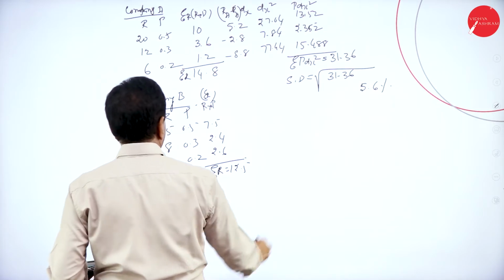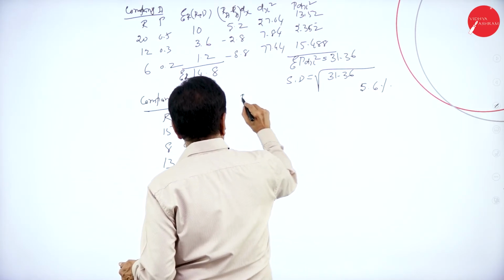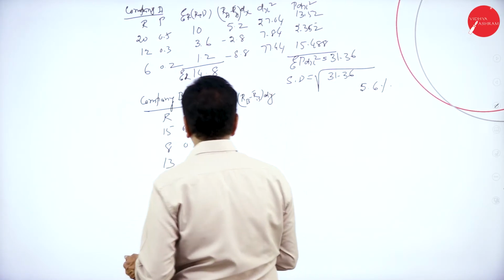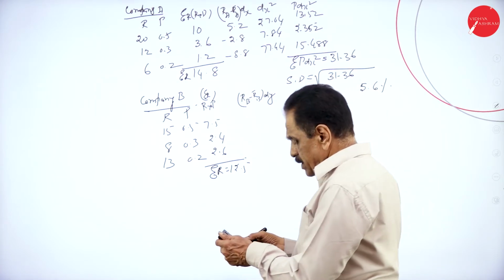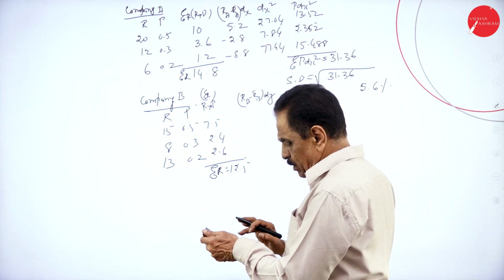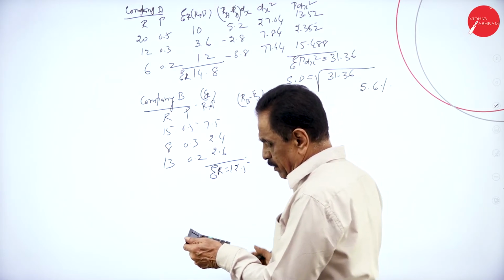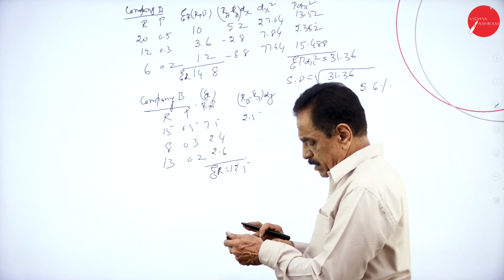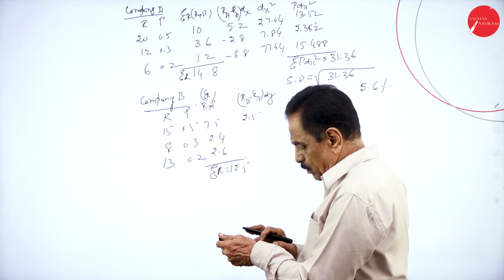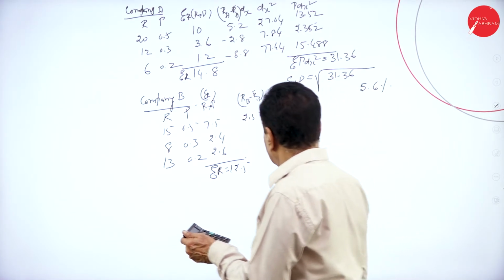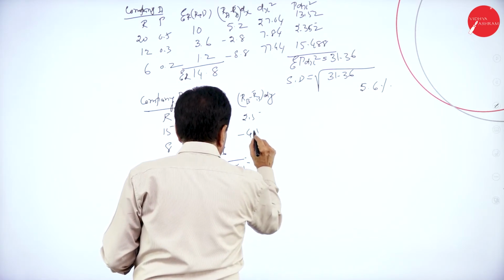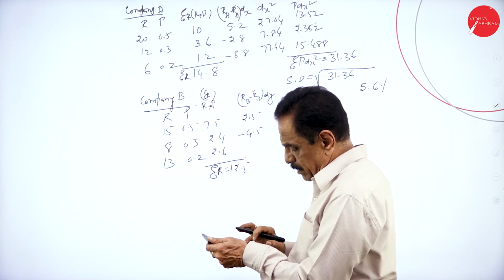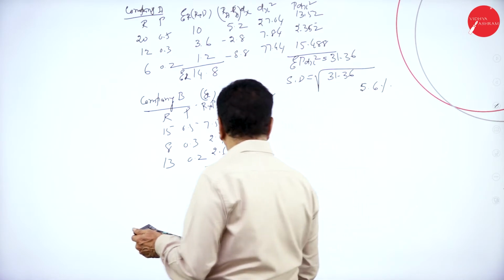Next, R minus R mean B. This is your dy. 15 minus 12.5 is 2.5. 8 minus 12.5 is minus 4.5. 13 minus 12.5 is 0.5.